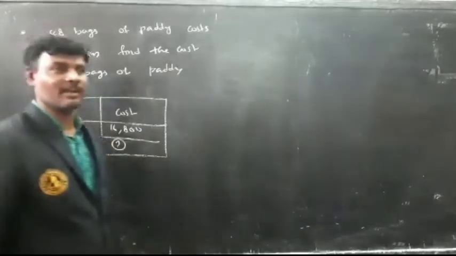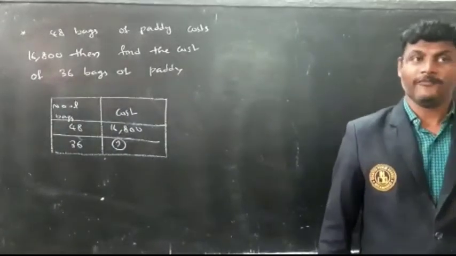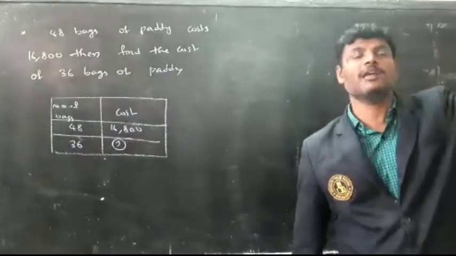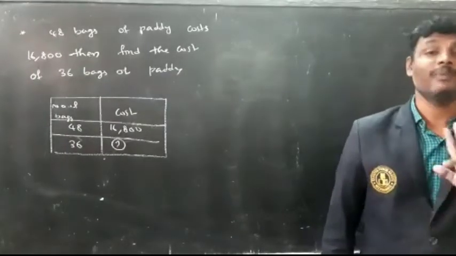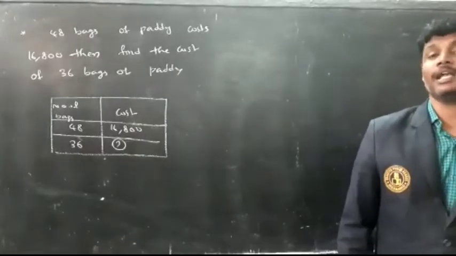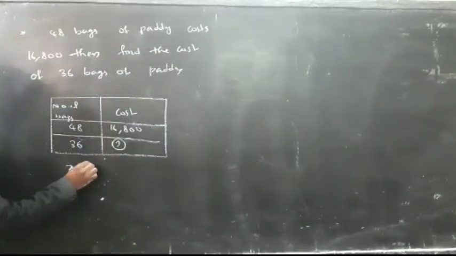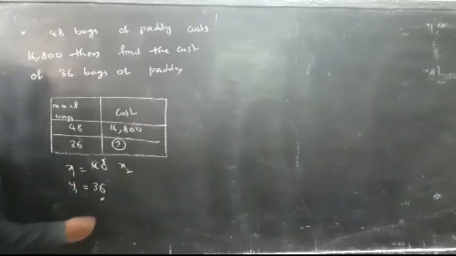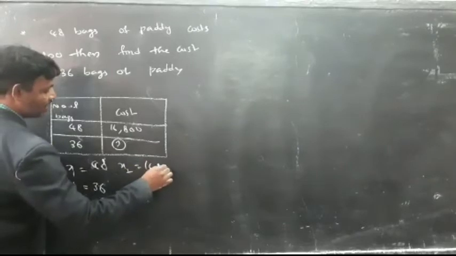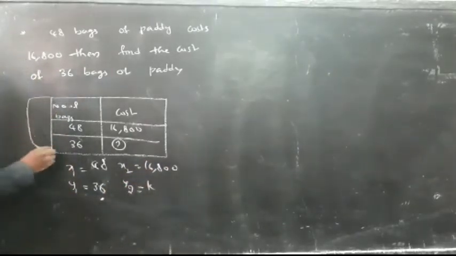Cost and number of bags are always directly proportional. If bags increase, cost also increases. If bags decrease, cost also decreases. Bags and cost are always directly proportional. So here what can we write? x1 is equal to 48, y1 is equal to 16,800, and x2 is equal to 36. Then y2 you have to find. I am taking that as k here.